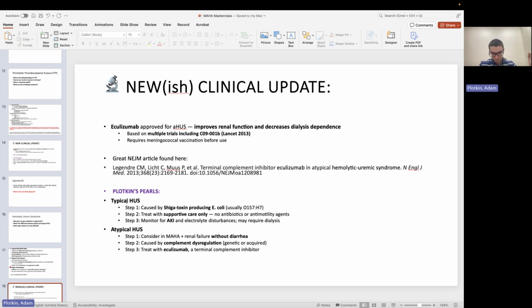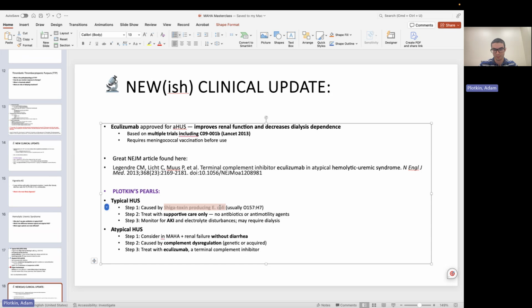So my pearls for Step 1: I want you to think about HUS as caused by Shiga toxin-producing E. coli O157:H7. For Step 2, I want you to think about treating with supportive care only: no antibiotics, no anti-motility agents. For Step 3, we're going to monitor for AKI and electrolyte disturbances. We may need to progress to dialysis if it's bad. For atypical HUS, I want you to consider it in MAHA with renal failure, but there's no history of diarrhea, right? So that's Step 1 land.